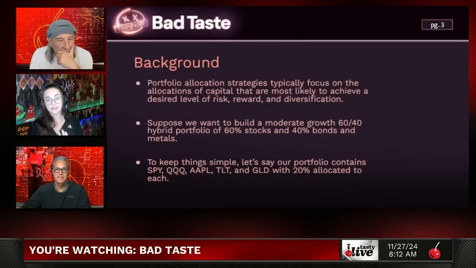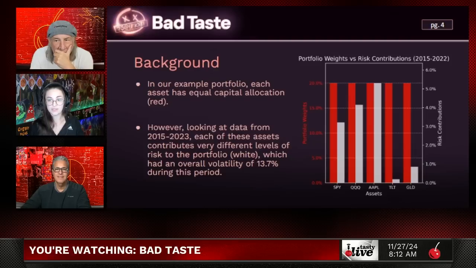When we take these 5 elements with equal capital allocations to each, our capital allocations on this chart are represented in red, and you can see they're all even. When you look at the risk contributions, which is not exactly the same thing as volatility, it's a different calculation, of each of those components from 2015 to 2022 in white, you can see that SPY, QQQ, and Apple have much greater risk contributions compared to TLT and GLD, which is what you would expect, since they're much lower volatility assets. If you're allocating 20% of your capital to each, you would expect that Apple, as a more volatile asset, would contribute a lot more risk to this portfolio.